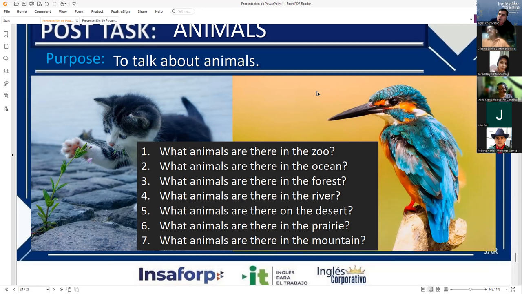In the forest, what animals are there in the forest? There are turtles, snakes, monkeys. There are snakes, there are monkeys. Ardilla, how do you say it? There are squirrels. Yeah. The bear. There are bears. Foxes. Rabbits. There are rabbits. And there are a lot of ants. Okay.